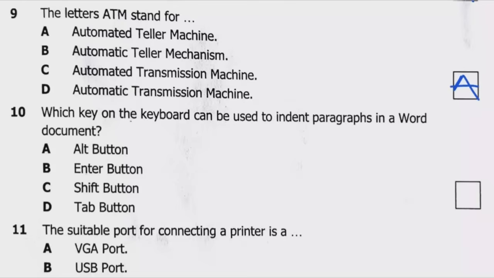Now when you look at the tab button, when you press tab, it moves the cursor forward by a set distance, usually 0.5 inches, not centimeters, sorry, 0.5 inches, creating an indent at the beginning of the paragraph. So the correct answer is D.